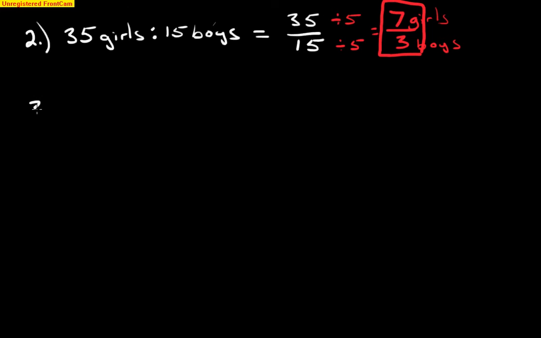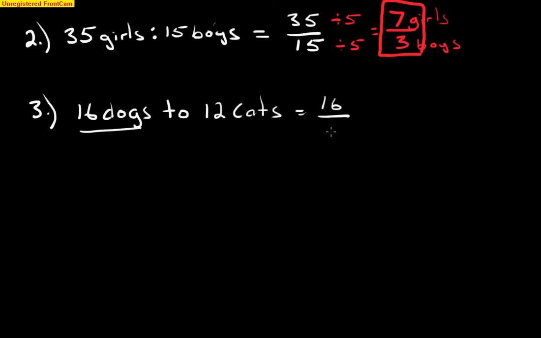Okay, so let's do one more example before we move on. And this one, let's write it as 16 dogs, and we'll write it out in words, to 12 cats. So that's our ratio. We need to write that as a fraction, and the first one is dogs, so the 16 is going to go on top. And again, I'm not putting my units in just yet. And then the bottom number is going to be 12, that's our cats.